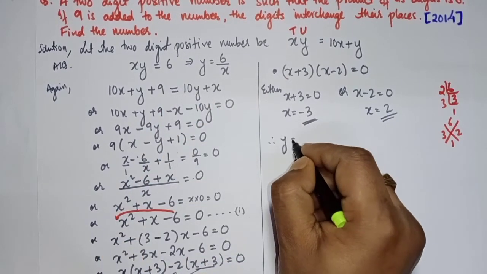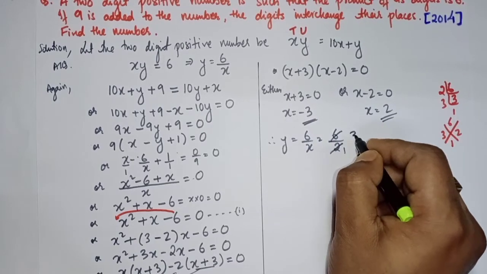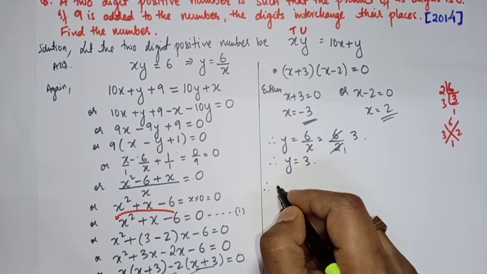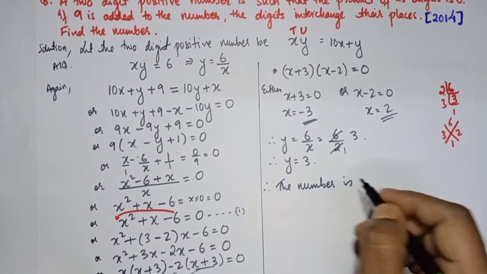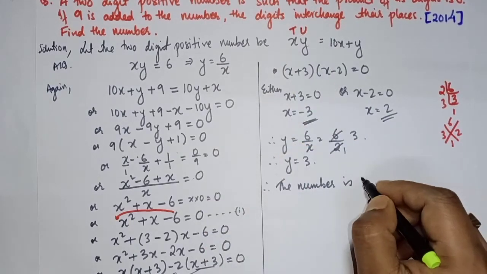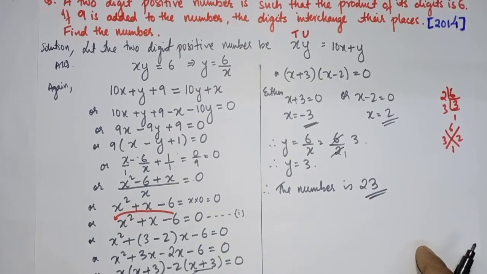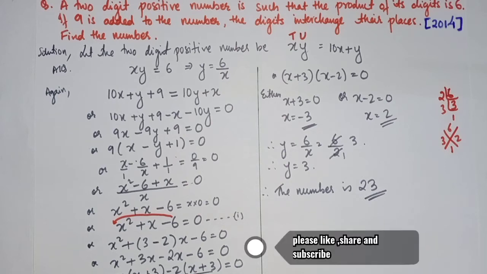Therefore y is equal to 6 upon x. So 6 upon x is how much? 2. 2 1s are 2, 2 3s are 6. So therefore y I got 3. So therefore the number is xy, which is 23. So I got the final answer, and you will get how much marks? This carries 4 marks. In the exam, one question confirm you will get this type of word problem, which carries 4 marks. Now let's solve another question.